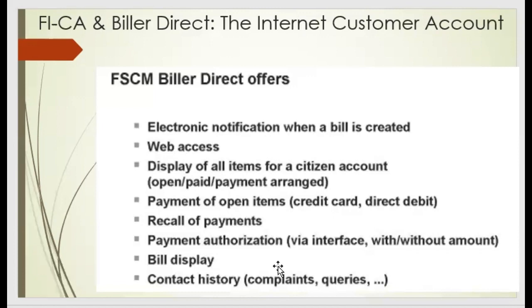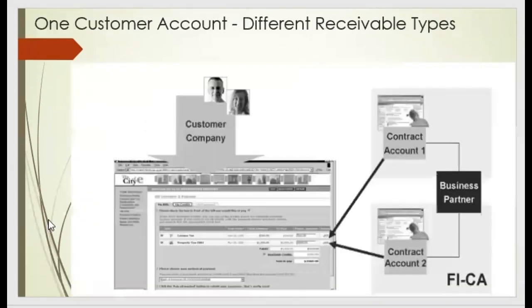Finally, payment authorization. These kinds of FSCM payments are done through a third party. The third party needs to provide some interfaces and authorization to the company on whose behalf it is collecting the money. And at the end, the display of the bill and the history, whatever he paid till date, needs to be available on the web.